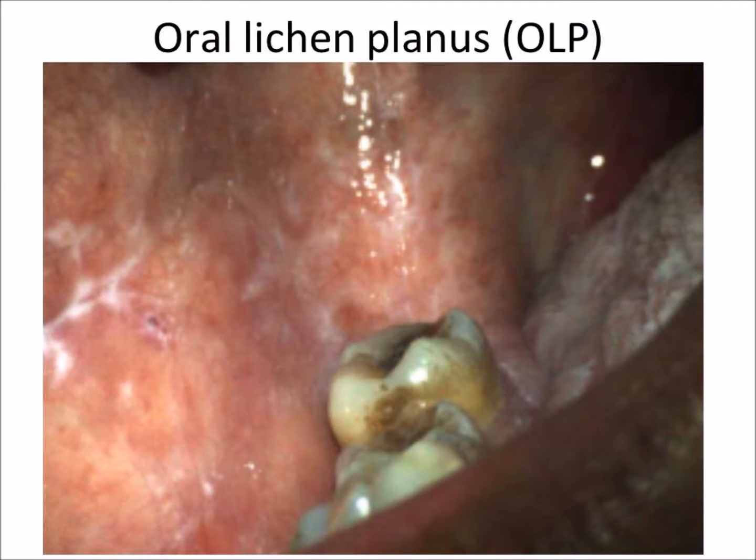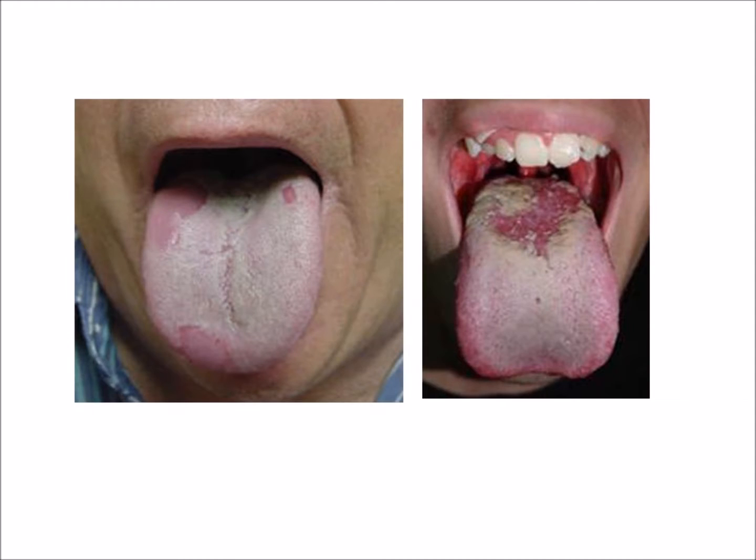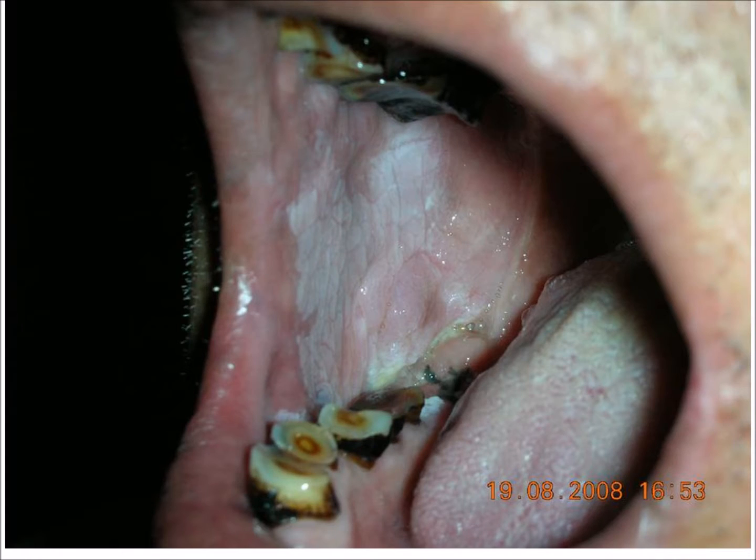Sometimes cancer can be multiple. In this picture you see there are 3 different sites and multiple white patches in the lateral border of the tongue, and each one of them is individually diagnosed to be cancer. Here again you see that there are 2 cancers, one in the lip and one on the right cheek, and if you see carefully, in between, the mucosa is normal.